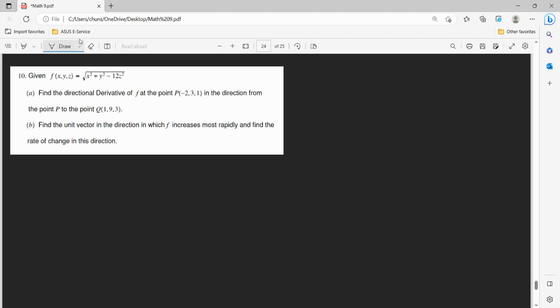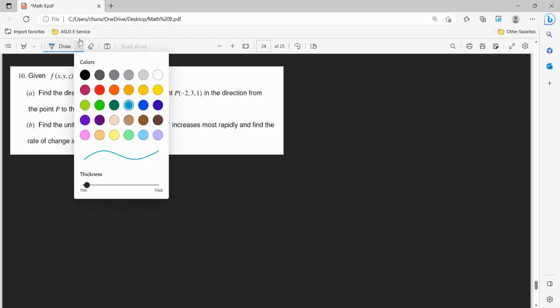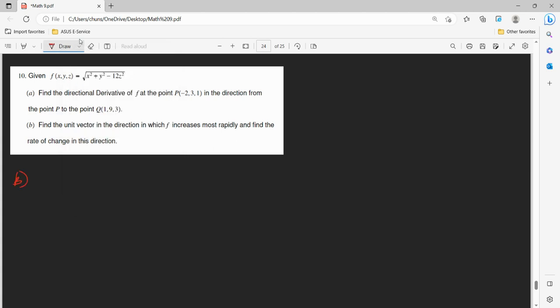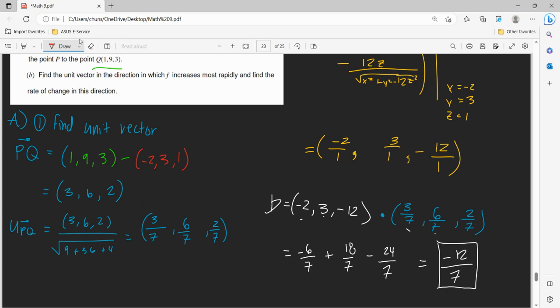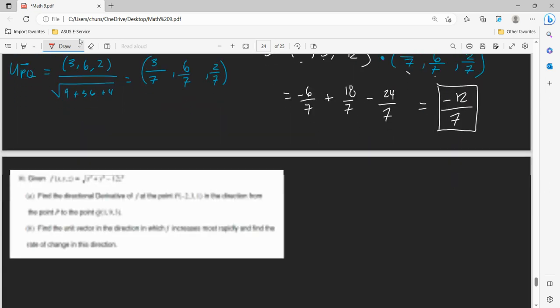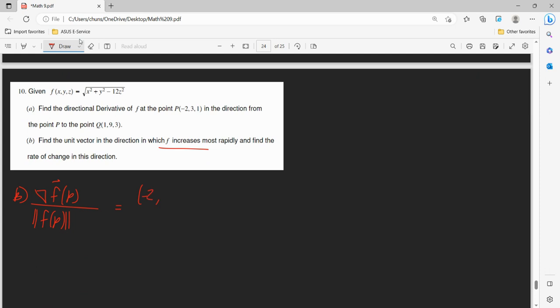And now for part B, let's do it in red. I'm going to find the unit vector in the direction in which f increases most rapidly. From our notes, we know that is represented by our gradient over the magnitude. When we solved for our gradient, we got negative 2, 3, and negative 12. And we want to put this over the magnitude.